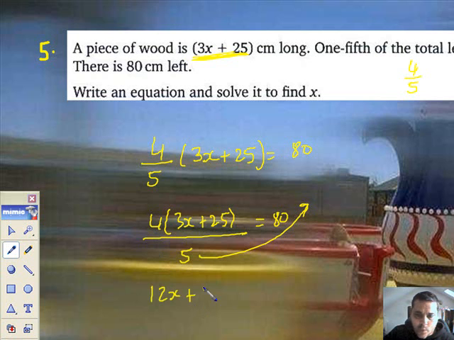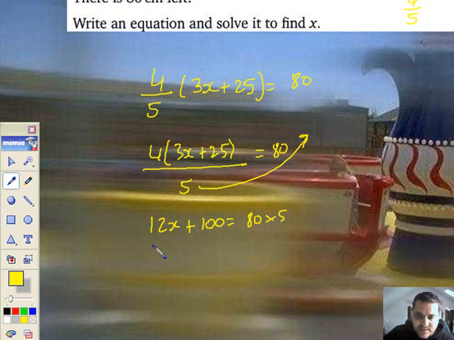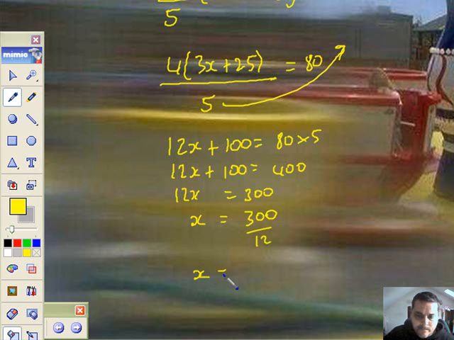12x plus 100 is 80 times 5. So 12x plus 100 is going to be 40 with a 0 on it. That's going to be 400. So 12x is going to be 4 take away 1, 300. So x is going to be 300 over 12. And let's grab a machine quickly.